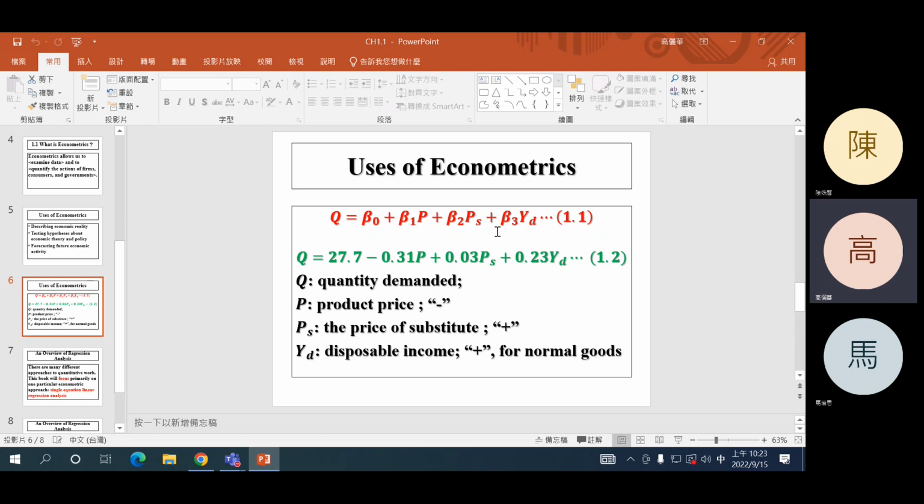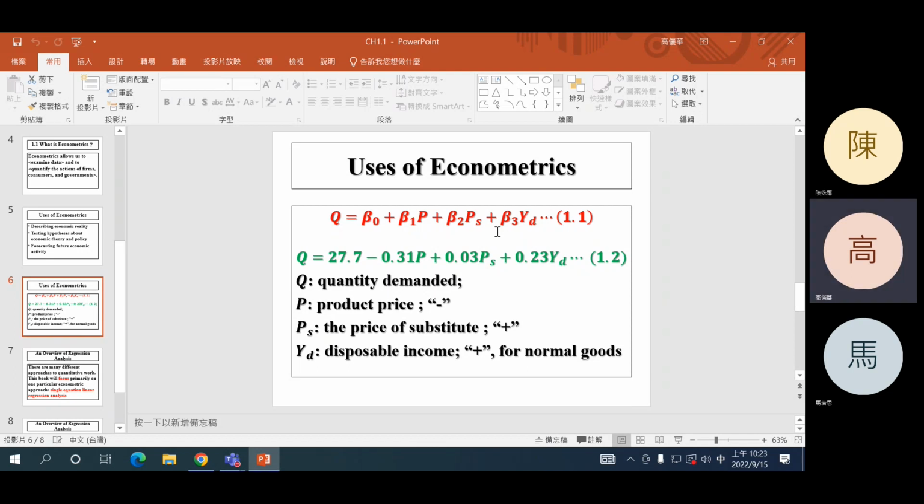Then how about your disposable income? If you have more money, then you are more likely to buy the iPhone. So the quantity will go up. So this is also positive. This is the typical economic theory for the law of demand.